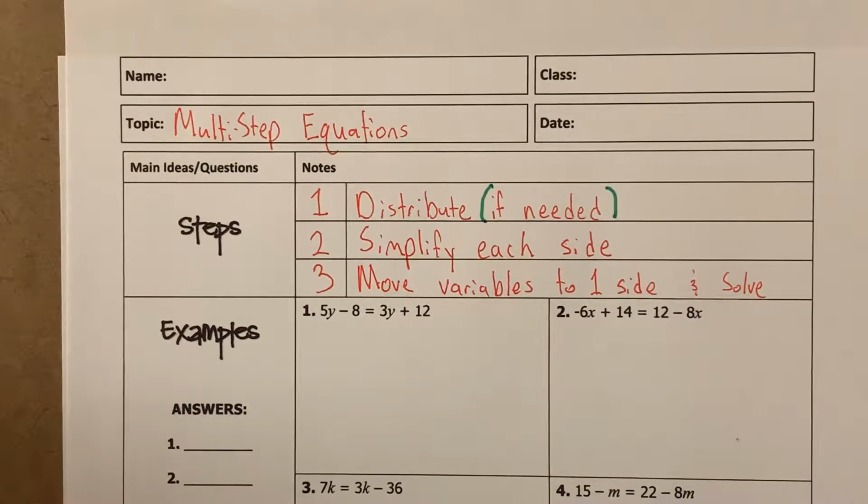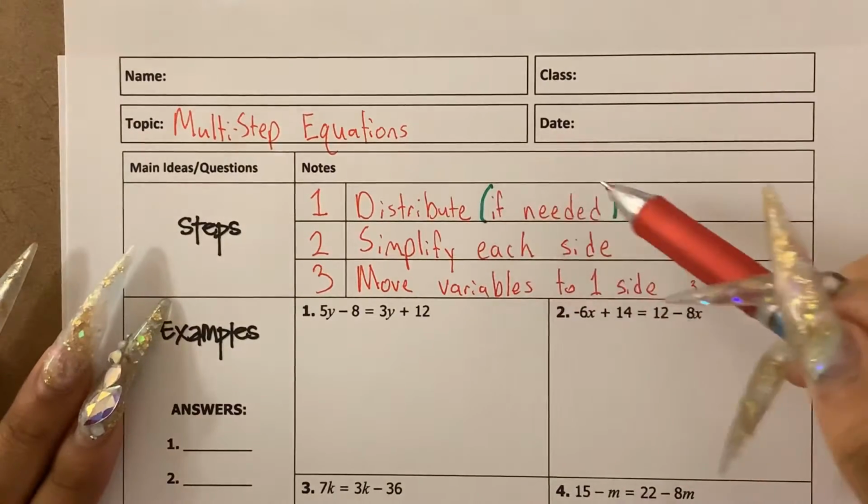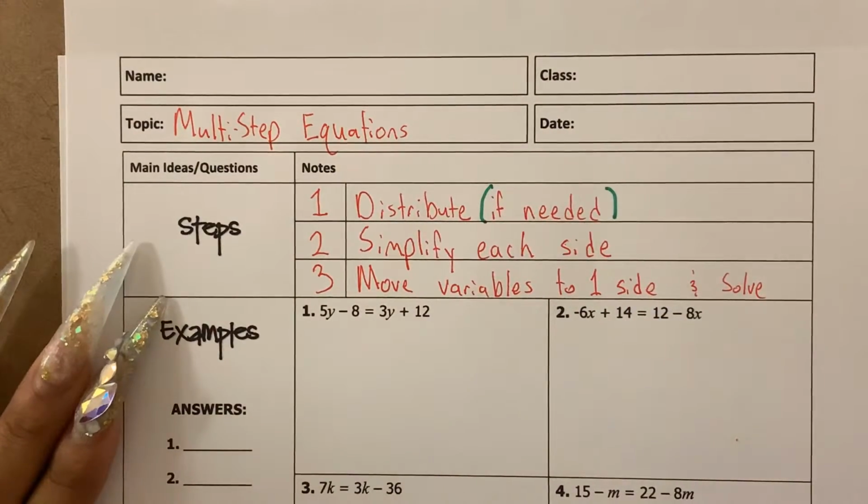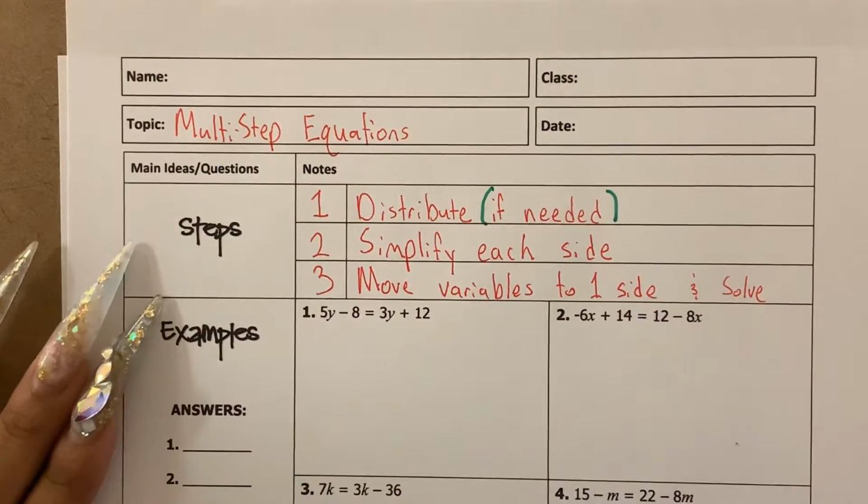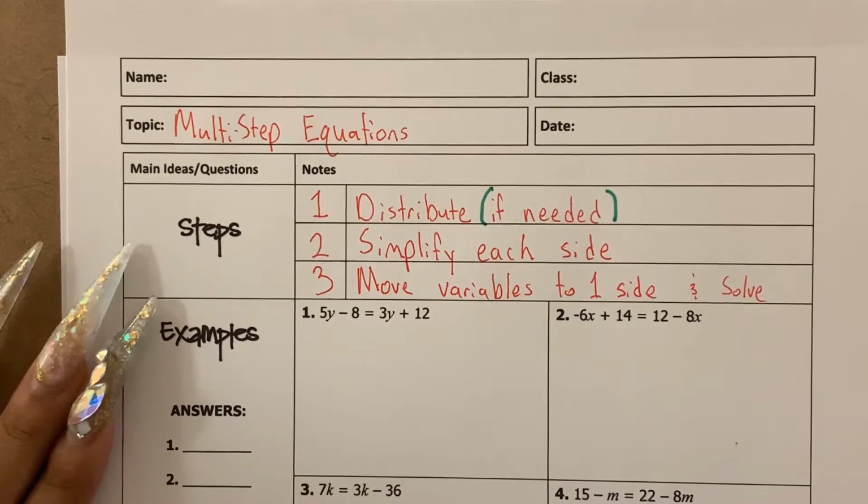Distribute if needed. I'll put parentheses around here because if it has parentheses, that tells you that you need to distribute. So if you look at number 1, does it have parentheses? No. Therefore, you do not need to distribute. Step 2, simplify each side.